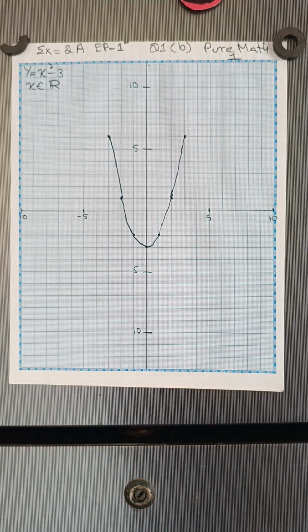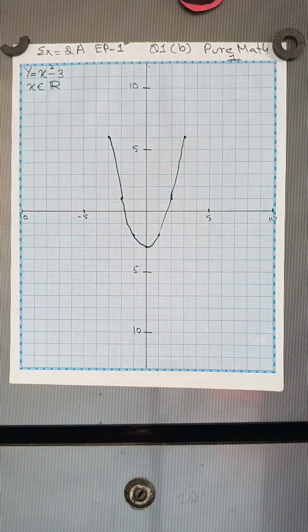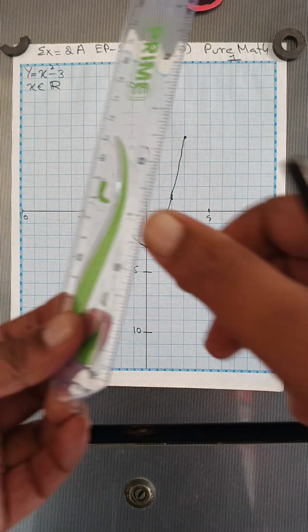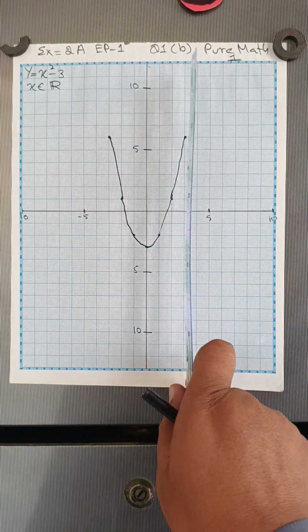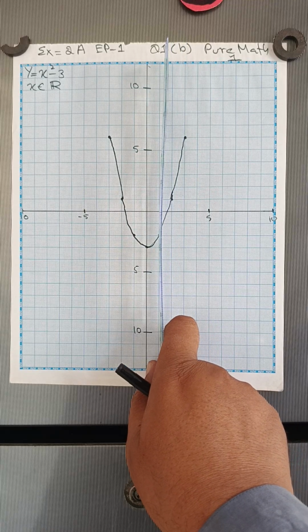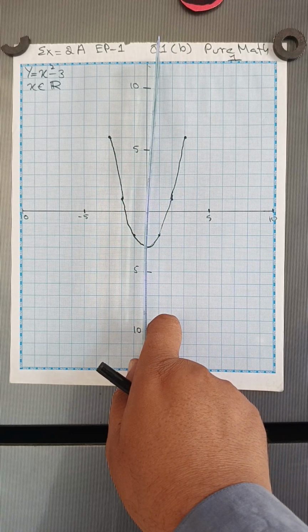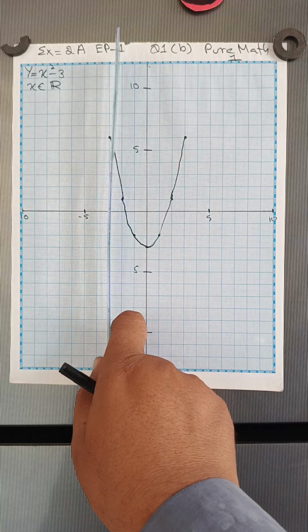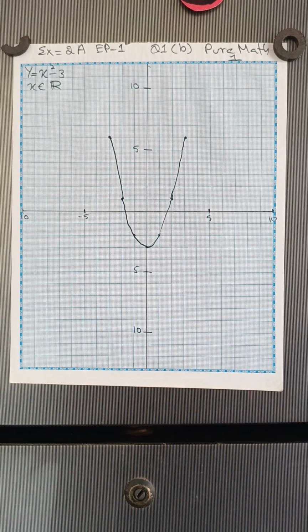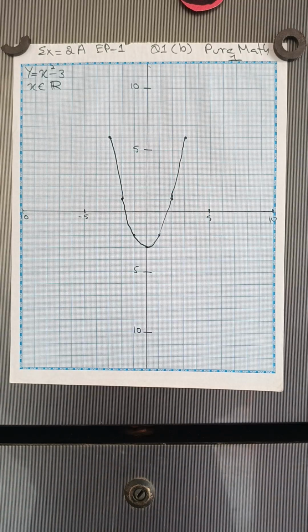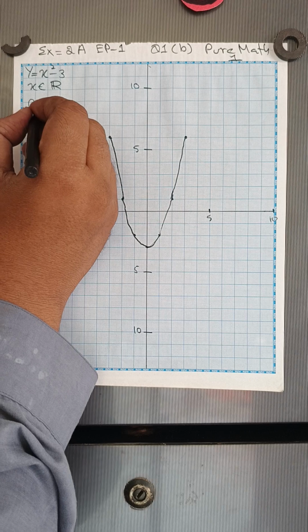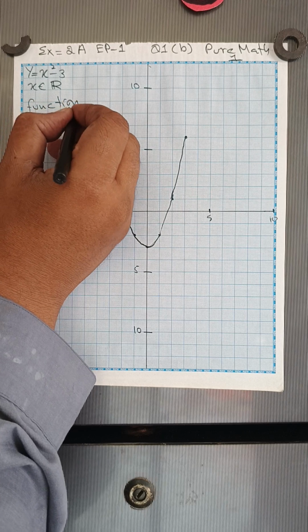Now we will do the vertical test, and in the vertical test what we do, we take our scale and we put the scale like this. It should touch the graph once. Okay, wherever I put the scale, it touched the graph only once. So this is the function. It's a function.